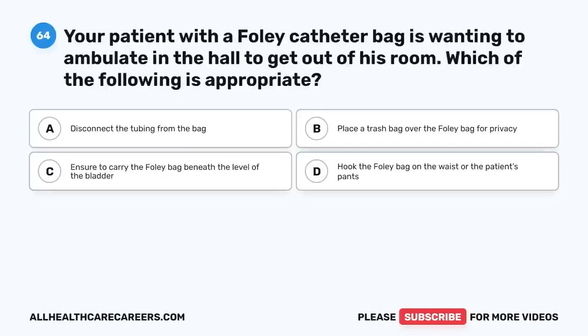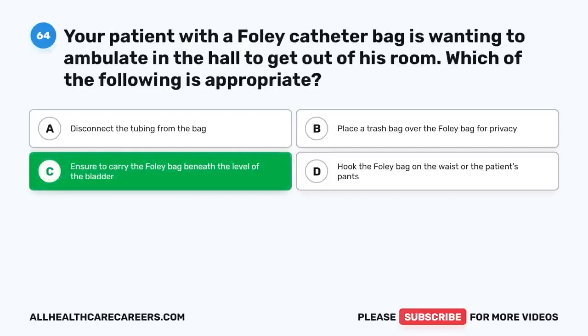Question 64. Your patient with a Foley catheter bag is wanting to ambulate in the hall to get out of his room. Which of the following is appropriate? A. Disconnect the tubing from the bag. B. Place a trash bag over the Foley bag for privacy. C. Ensure to carry the Foley bag beneath the level of the bladder. D. Hook the Foley bag on the waist of the patient's pants. The correct answer is C.